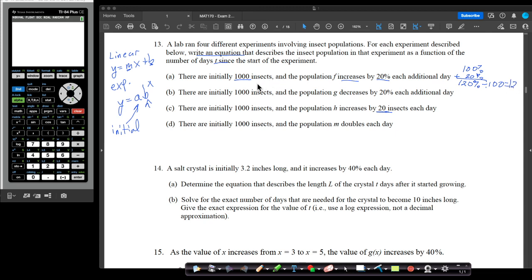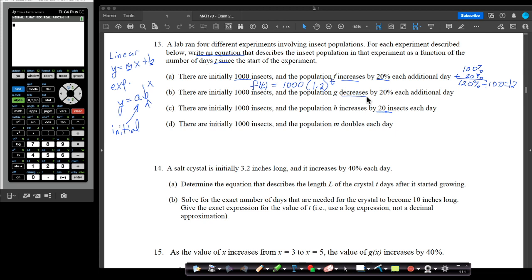So our function, I guess we could just use y, but we could also use f of x or maybe I of x for insects. And they want us to use t, so we'll do f of t equals 1,000 times 1.2, so that's our daily rate, our factor, to the t power. Okay, so that's A.